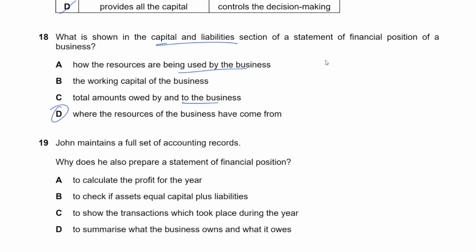Whenever somebody explains you the accounting equation, assets equal capital plus liabilities, they should tell you that this is what we have and this is where it's coming from. So capital and liabilities, where the resources come from, the resources that we have, right?